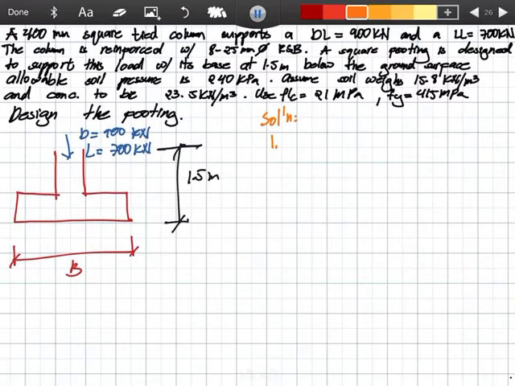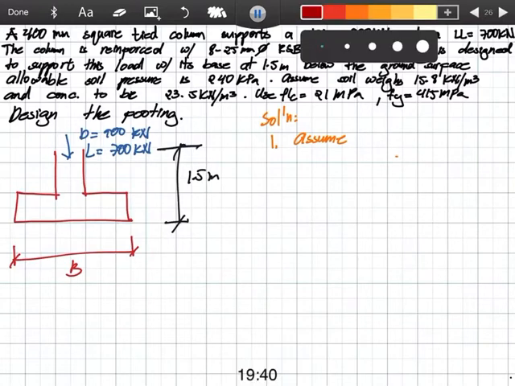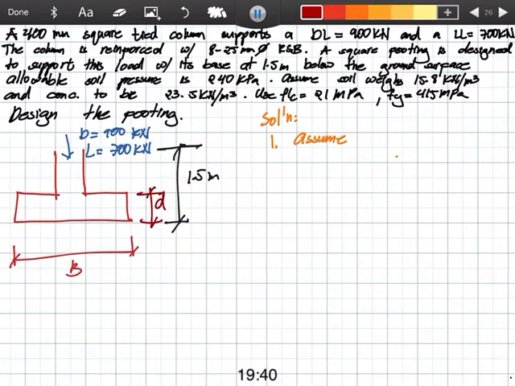Okay, so ang first step natin dyan, class, ay mag-a-assume tayo. So, first step is to assume. I-assume natin yung thickness ng ating footing. So, yun yung step dito, class. So, we are going to assume the thickness of our footing. Ang tawag dito ay T.